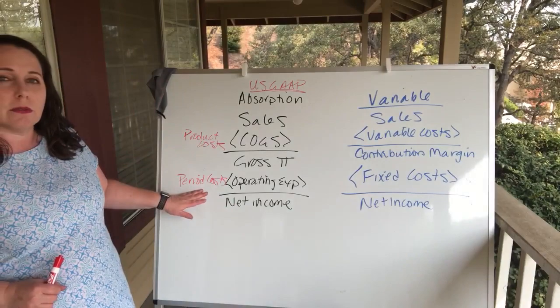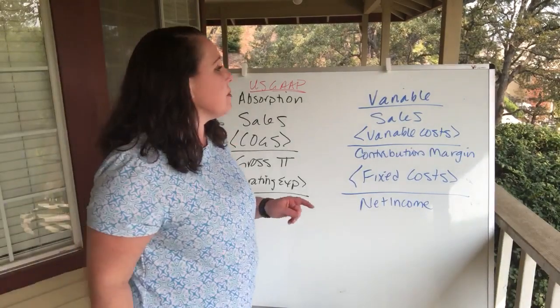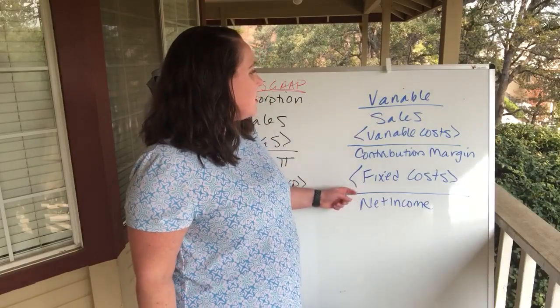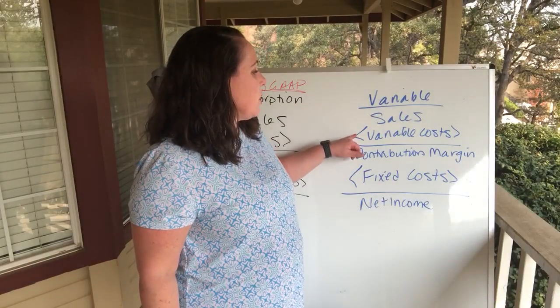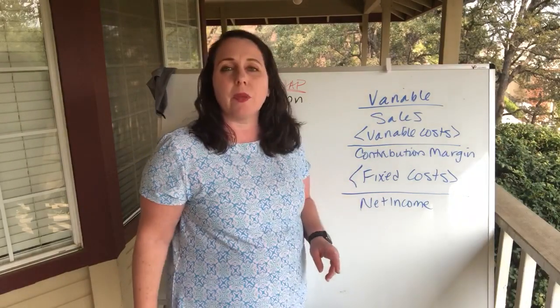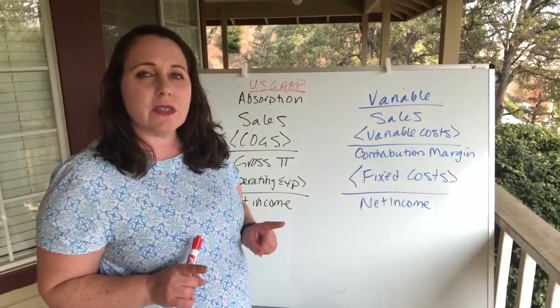So really, on our traditional income statement, we're splitting costs between our product cost and our period costs. Now when we go over to the variable income statement, we're splitting between variable and fixed. So sales minus our variable costs equals contribution margin minus fixed costs equals net income. Okay, so here's the difference.